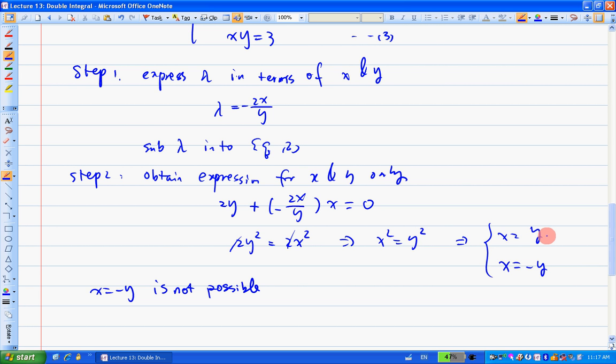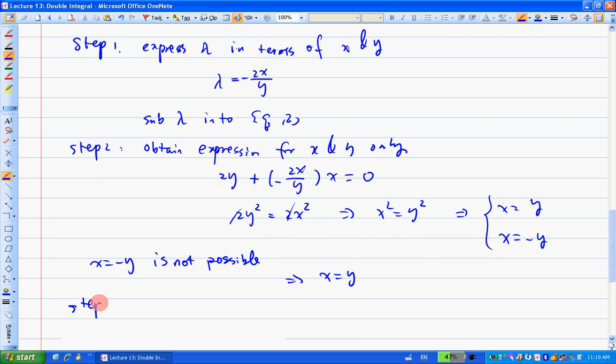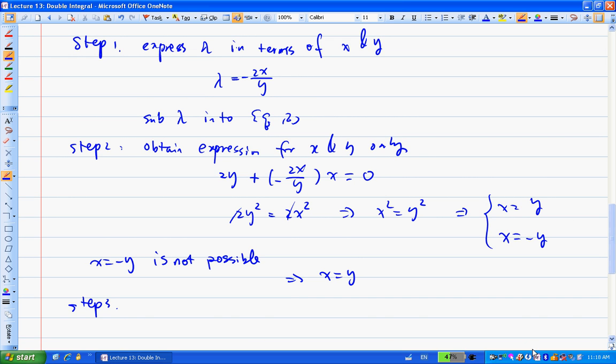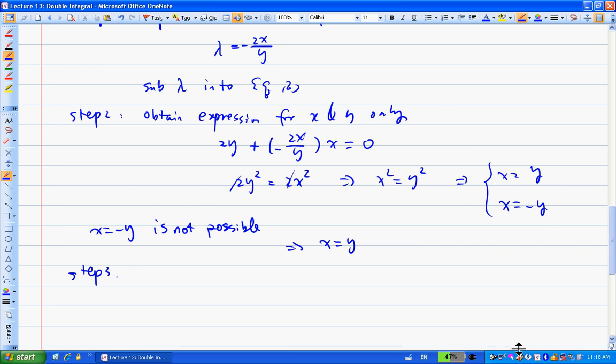Then our only choice left is x equal to y. So now I got my expression for x and y, right? So basically x equal to y. Okay. So the last step, right? Once we got this x and y relation here, we sub this expression into equation number 3, which is the constraint here. So step 3: sub x equal to y into the constraint and solve for x and y. Okay, solve for x and y.